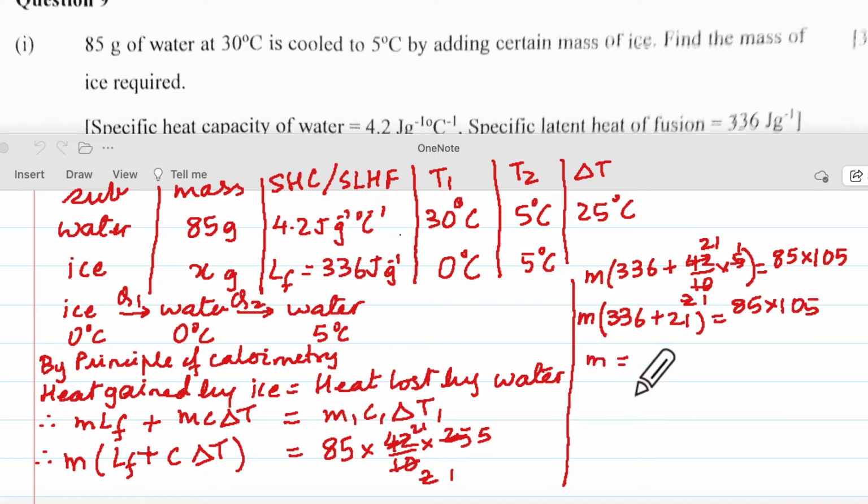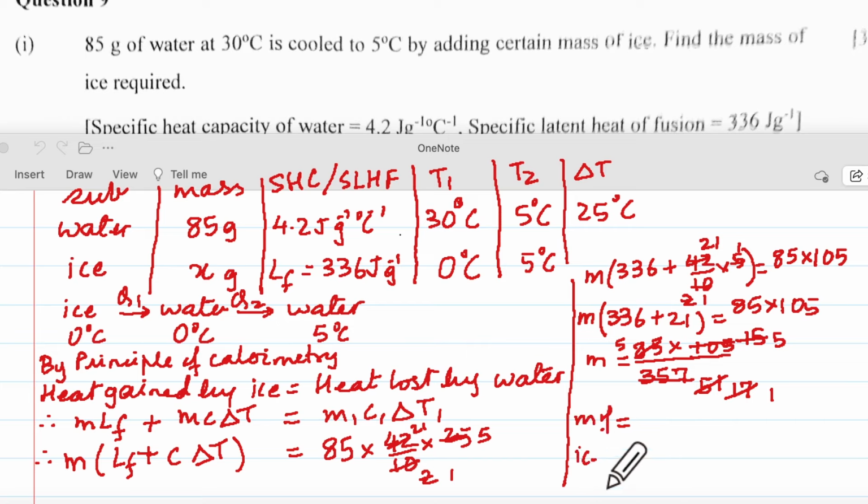So M will be equal to, I think I'm going to do this mentally, 357. I'm going to bring this here, 357, and I'm going to keep this 85 as it is, and this 105 I'll keep as it is. Now I know that this is a 7 times multiple. So 7 5s are 35, and 7 1s are 7. Now I know that these two are 3 times multiple: 3 5s are 15, and 3 1s are 3. And I know now 17 1s, and 17 5s are 85. So the mass of the ice is going to be 5 into 5, that is 25 grams. Okay, and that is our answer.